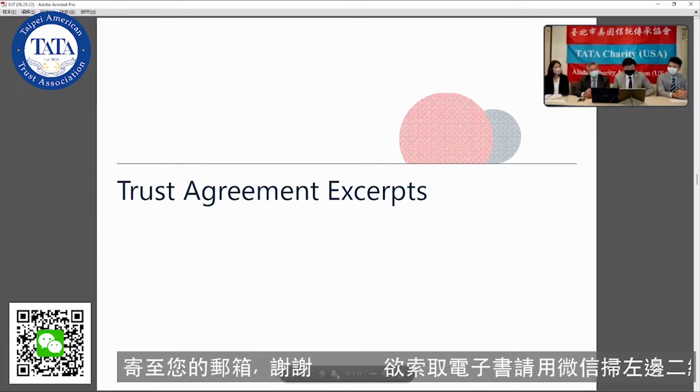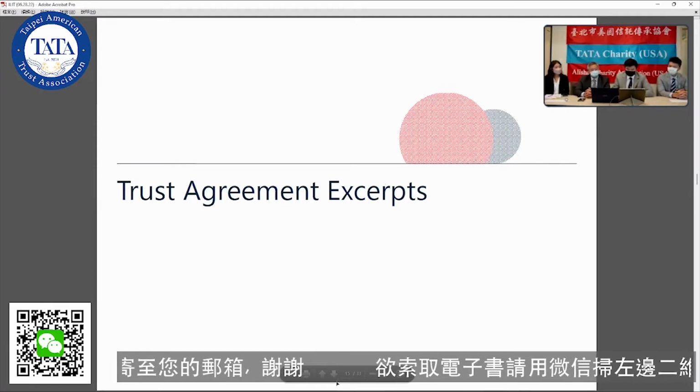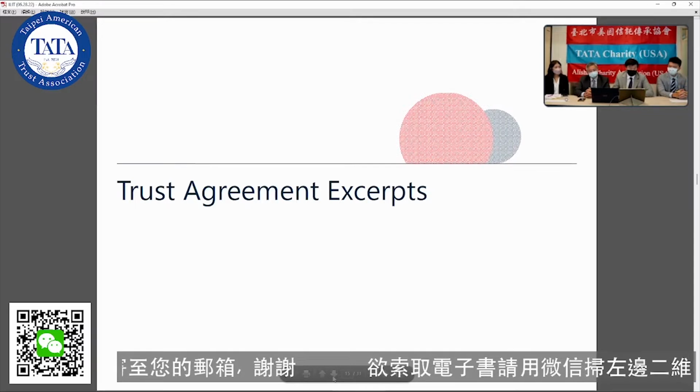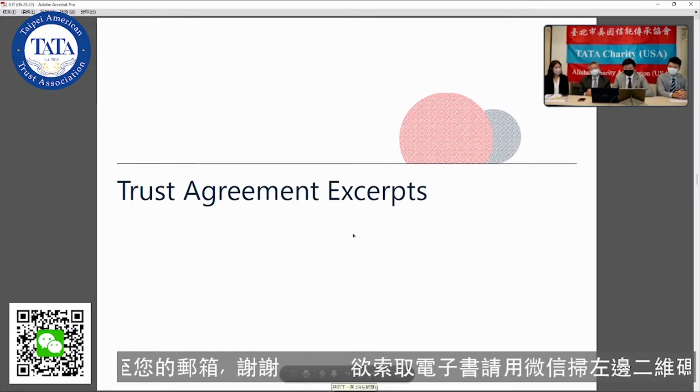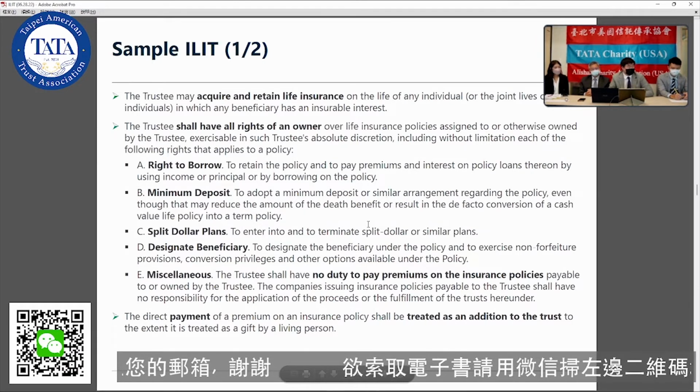So next, we're going to go into some trust agreement excerpts. These are from our past case studies or live cases. We're going to talk a little bit about a sample ILIT procedure.